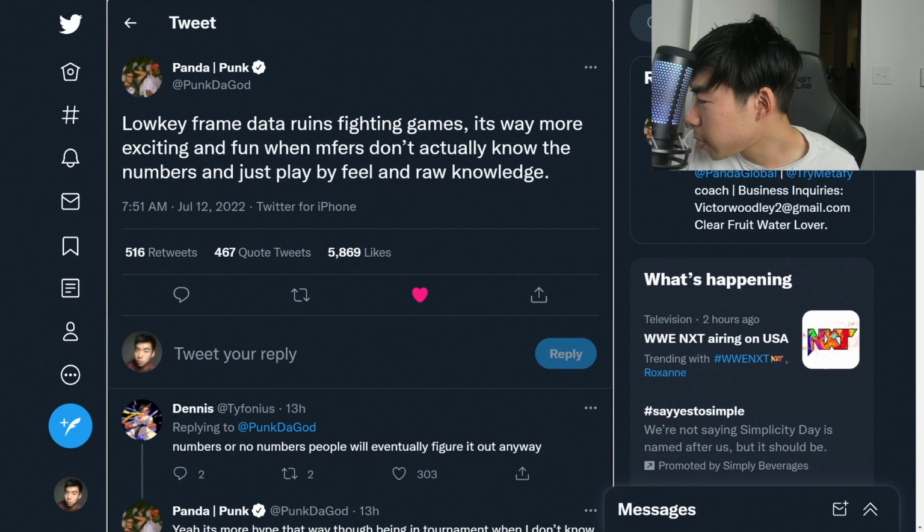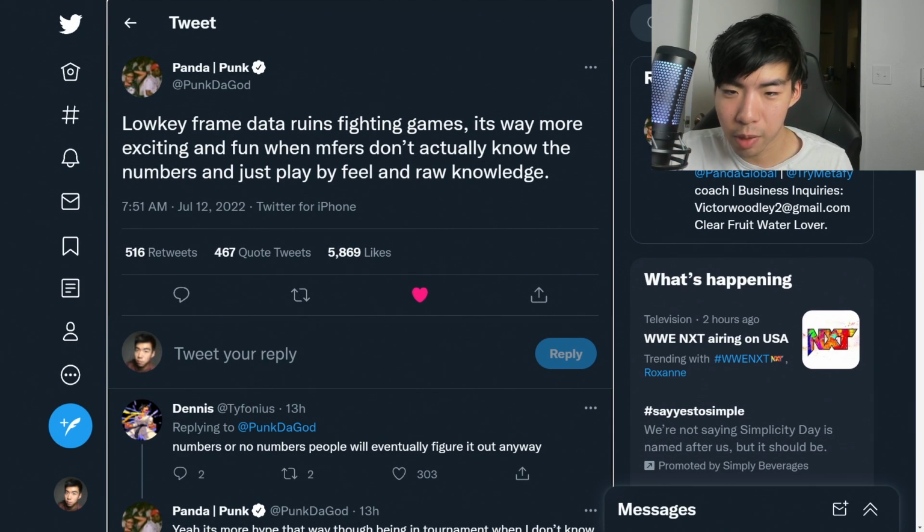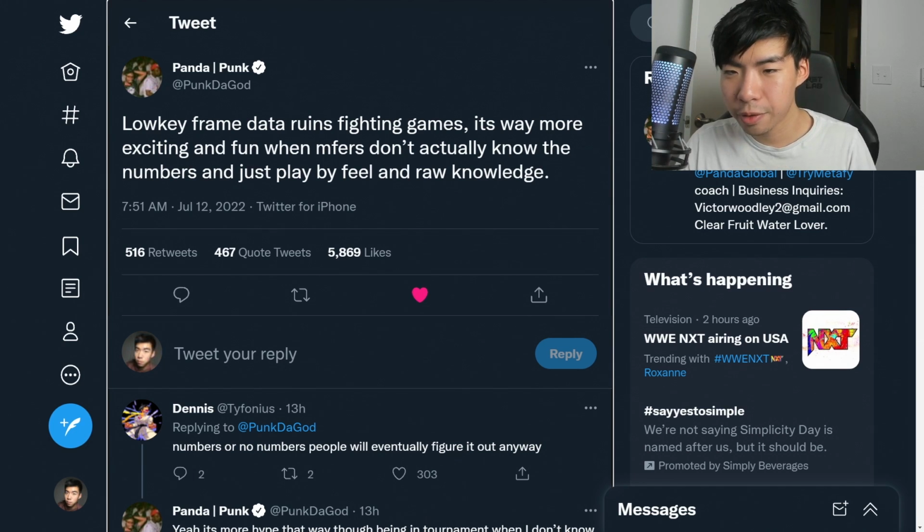So has frame data ruined fighting games? That's the question. And as I said, I think it comes down to personal preference. And here's why I personally don't think so. It's kind of 2 reasons. The first, I actually like frame data. I like knowing what's going on. I like being very comfortable knowing why something happened and not being confused.